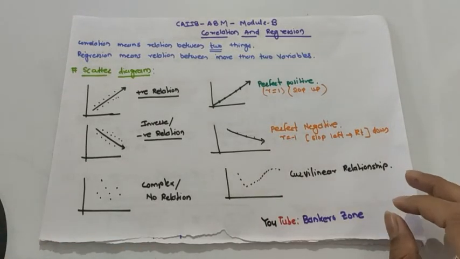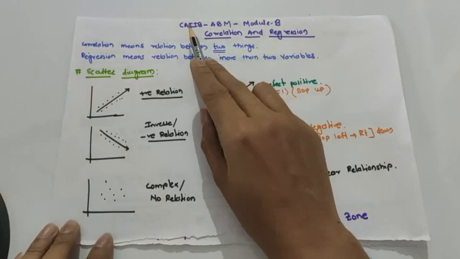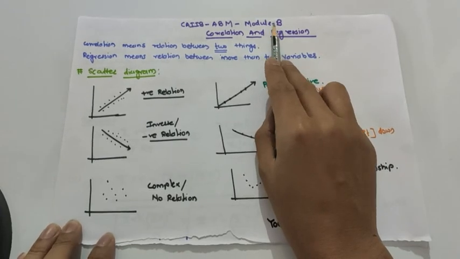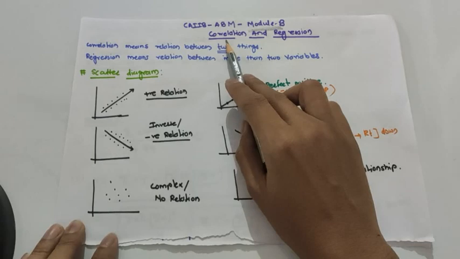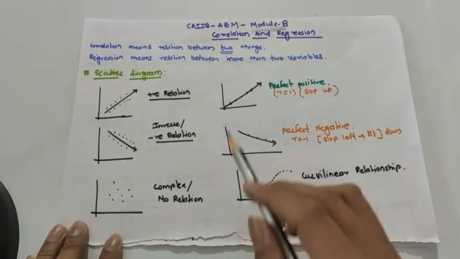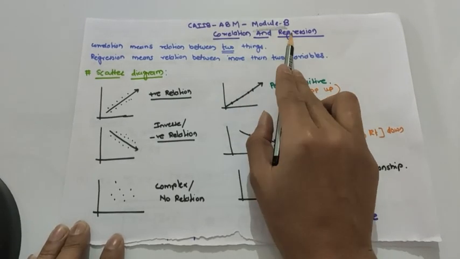Hello friends, in this video we will see CAIIB, ABM, and the module is B. Module B is the heart of Advanced Bank Management and it consists of most of the numerical part. So in this video we will cover the unit correlation and regression.